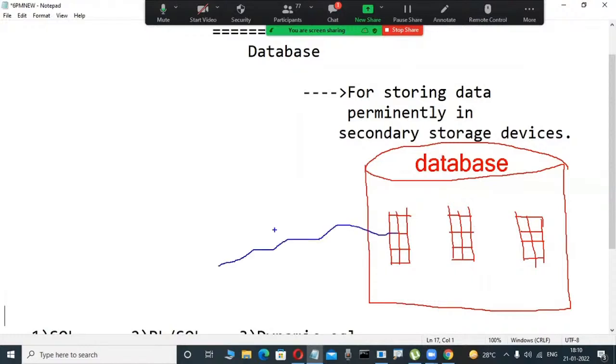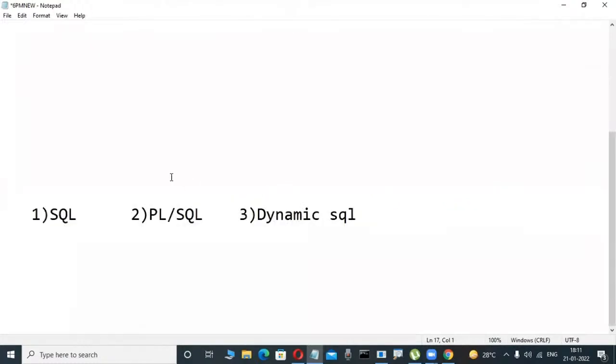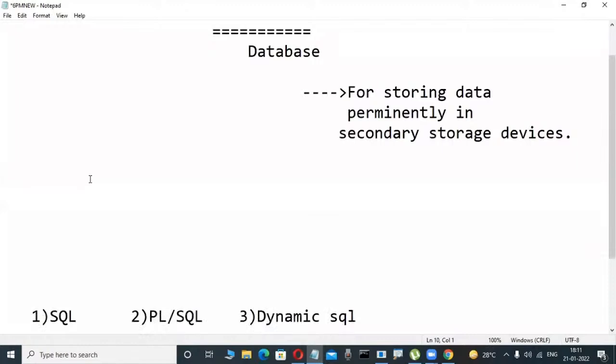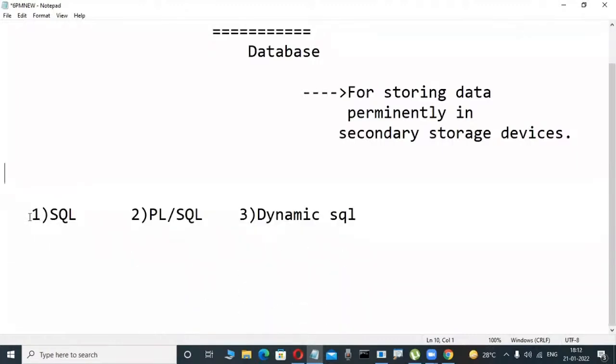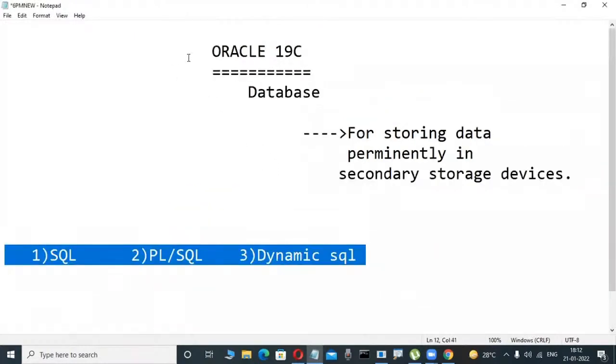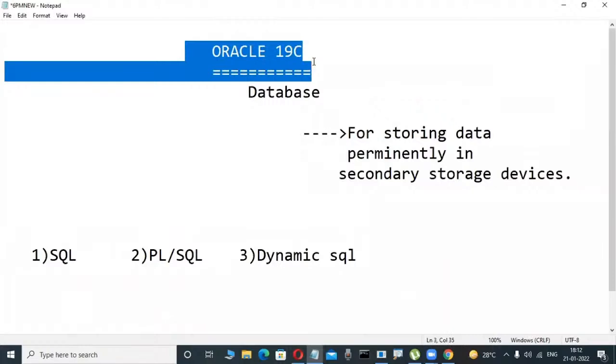We operate on this data using SQL, structured query language. Yesterday I told you up to this point, a small thing only. If you want to operate this Oracle software, we use SQL, structured query language. Another language is PL/SQL, procedural language extension for SQL. Another language is dynamic SQL. Through these three languages, we operate this Oracle software in your companies.